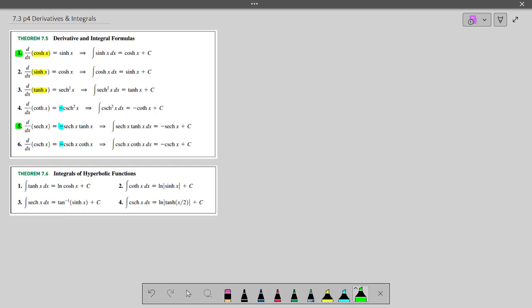Anytime you have a derivative formula, of course you have an integral formula. You just go back the other way. Down here, we are not going to deal with the integral of sech or the integral of csch. Not going to deal with those. We will deal with these other two, though. The integral of tanh and the integral of coth. And it's not hard if you do the following. So if we wanted to integrate tanh, tanh is sinh over cosh.